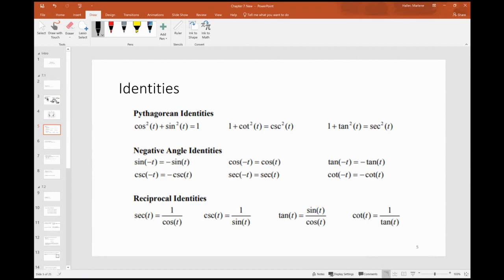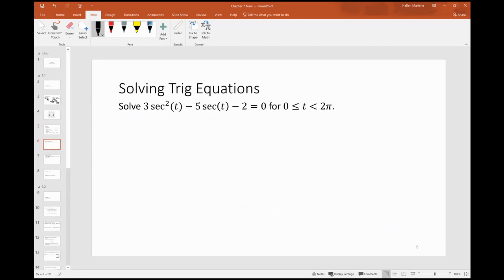Okay, so let's look at another example where we will use some of these basic identities that we've already been working with. All right, in this trig equation here, we have 3 times the secant squared of t minus 5 times the secant of t minus 2 equals 0. Now, if you look at that, you'll note that that's quadratic form, right? We have a squared term, a first power term, and a constant term. It's a nice format for a quadratic form.